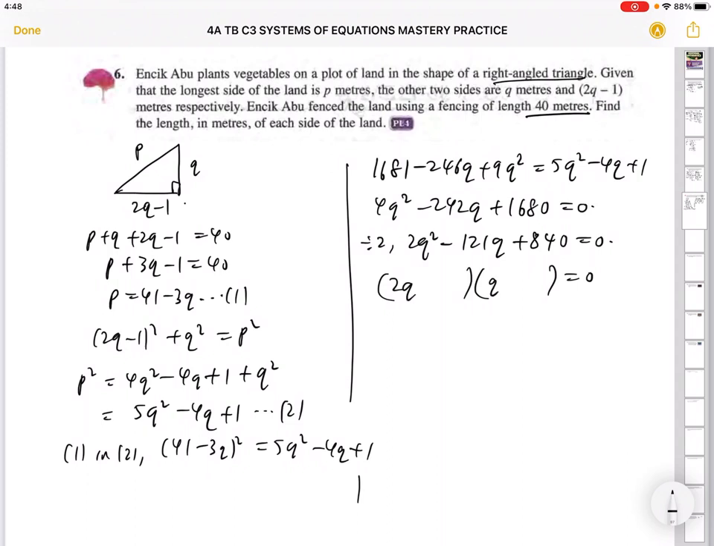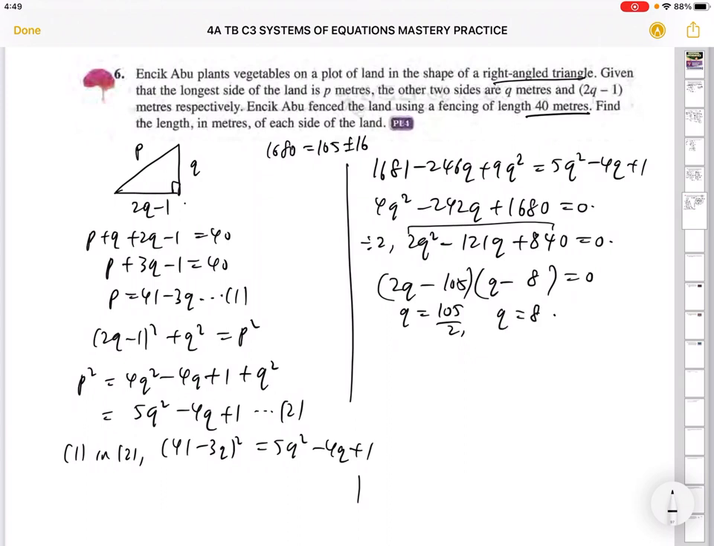Now 840, I would use 16 and, okay, because you have to take 2 times 840, 1680. I would use 16 and 105, plus 16, 105 plus 16 is 121, so this will be 8 to get 16, this will be 105, both must be negative, so Q is 105 over 2, Q is 8. Okay, can I take both answers?